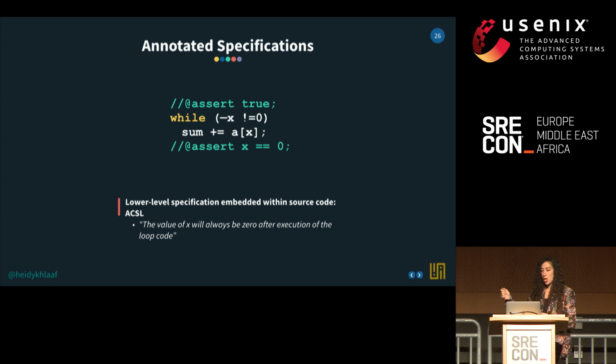In this case, you have some asserts. You have an assert true at the top, and then you have a while loop. Once you exit that while loop, you want to make sure that x is equal to 0. So what this is saying is that the value of x will always be 0 after execution of the loop code. You can definitely improve on this. For example, before you go into the loop, you don't want to have a negative number. You can add an assertion at the top to make that specification a bit stronger, because this is quite a weak specification, actually.